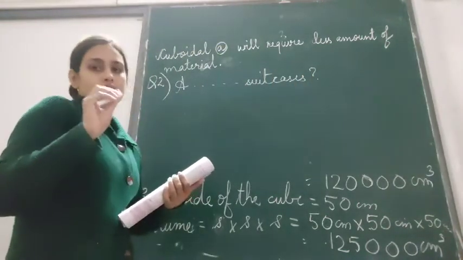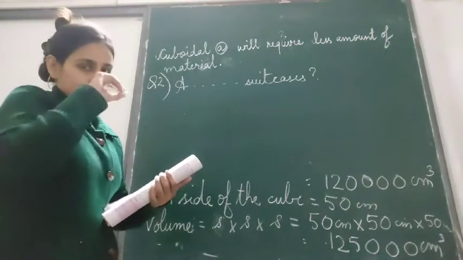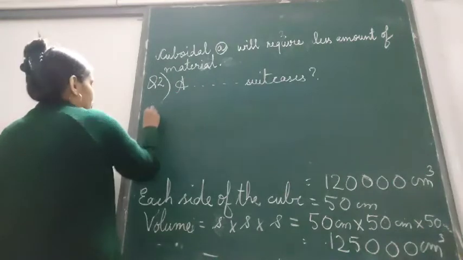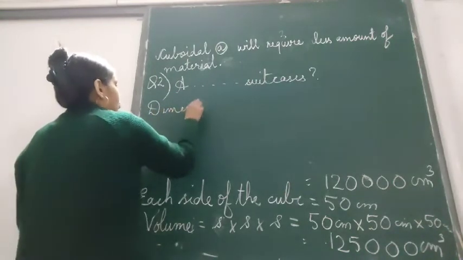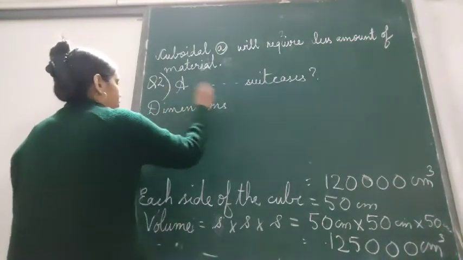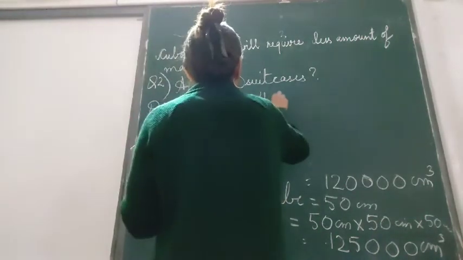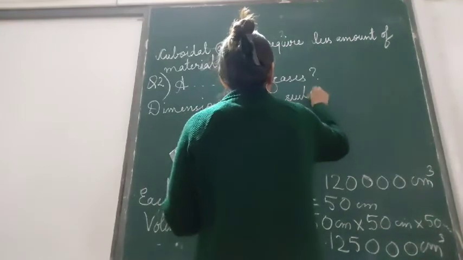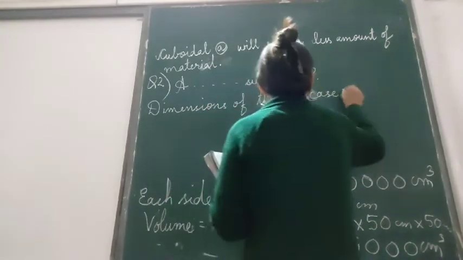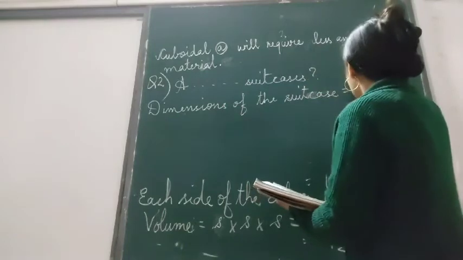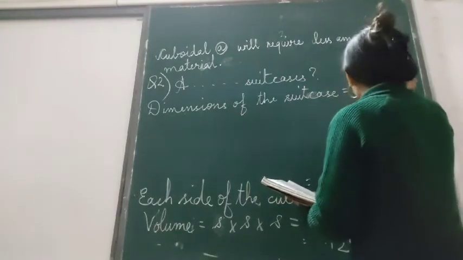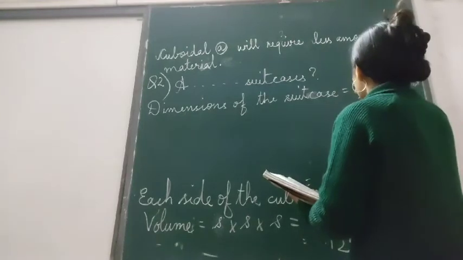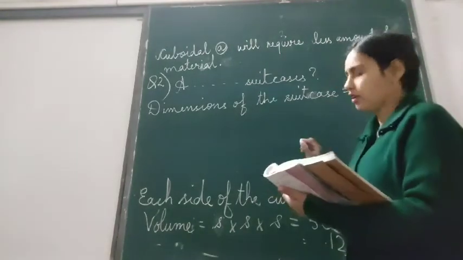The length, breadth and height of the suitcase are given, so we can write the dimensions directly. Dimensions of the suitcase are equal to 80 centimeters into 48 centimeters into 24 centimeters. Once again I will explain the question.